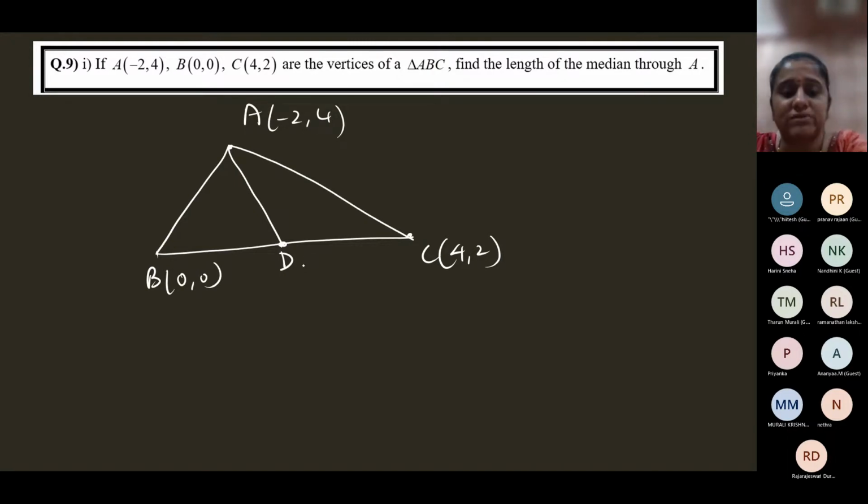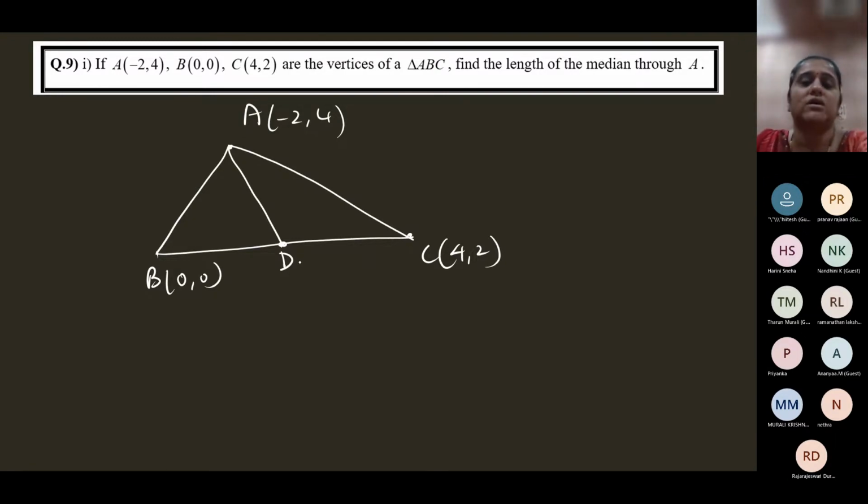Okay, so the first step is to find the coordinates of D using the midpoint formula. You know the coordinates of B and C. D is the midpoint of BC. So use the coordinates of B and C and find the coordinates of D. And then we need to find the length of the median through A. The length, meaning you should find the length of the line segment AD.